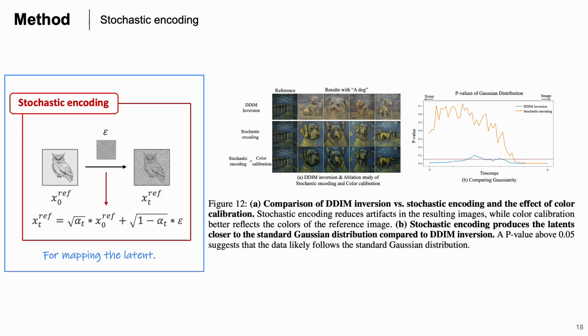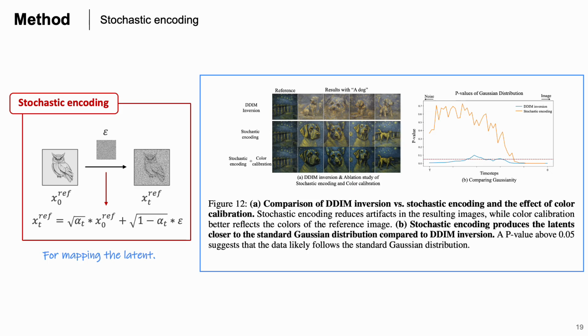Next, let's see our strategies for using a real image as a reference: stochastic encoding and color calibration. The stochastic encoding maps the reference image into the latent space in a way that aligns with the diffusion model's process. As shown on the left, we take the reference image X0 reference and add the Gaussian noise epsilon using the same formula as the forward process in diffusion models during training. This step ensures the style from the reference is encoded correctly without causing artifacts.